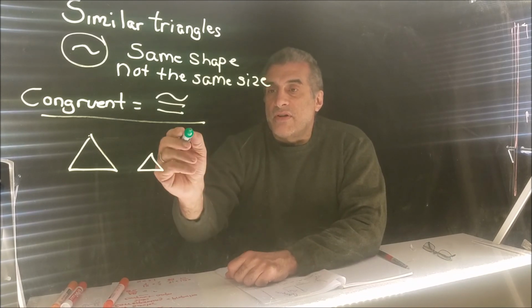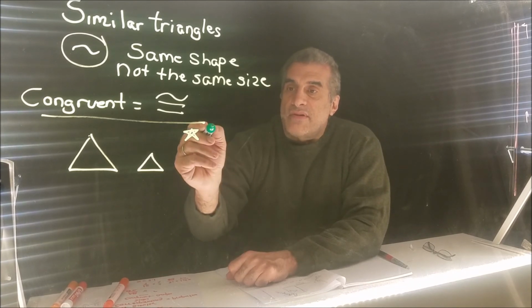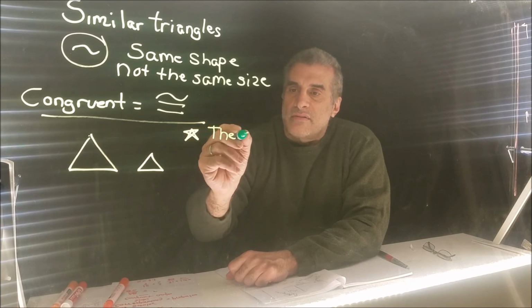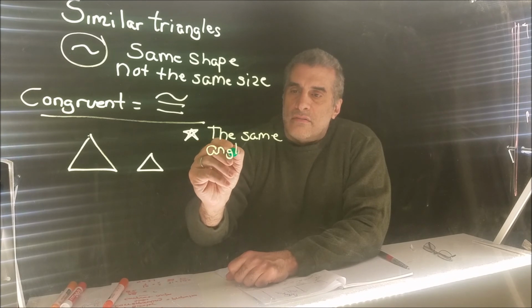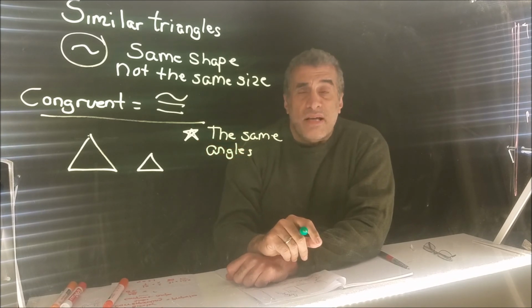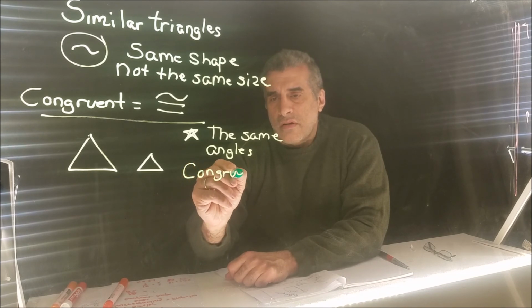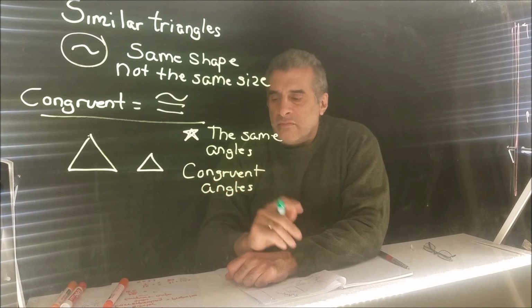Now, it's very important. Here's the first, I'll put a star right here. Similar triangles have the same, and we'll say congruent, the same angles. And what I mean by same angles, I mean they have congruent angles. Very important.